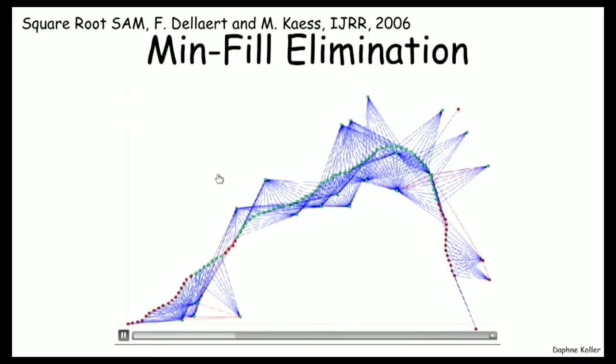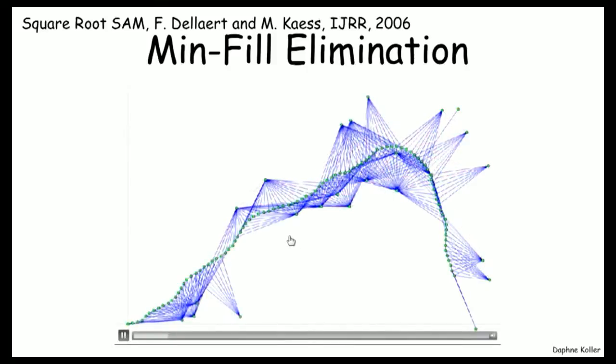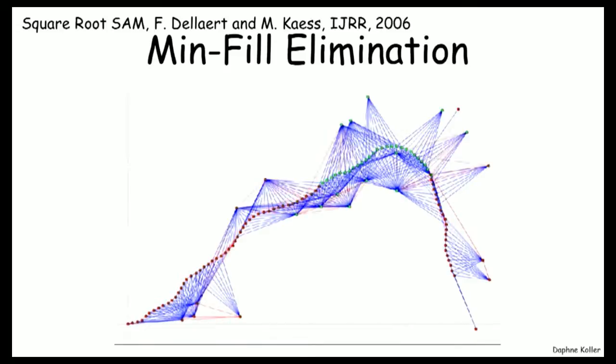And finally, let's look at the result of min-fill elimination. So what you're seeing is the fill edges being constructed. And you can see that it's actually very sparse. Let's look at it again. Very few fill edges are actually added over the course of the trajectory. And so the elimination ordering makes a very big difference.